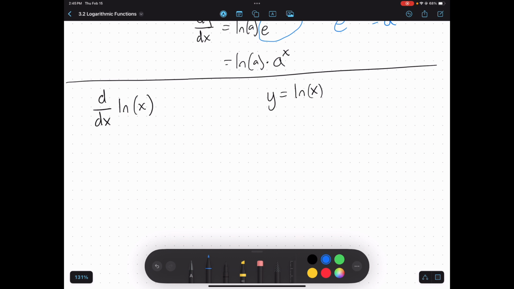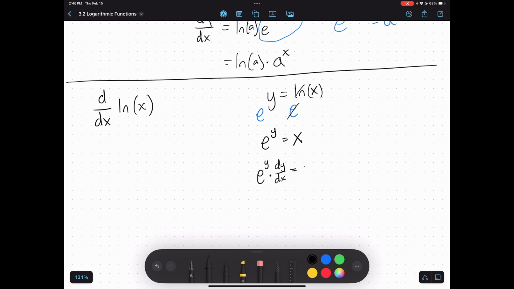But first, I'm going to raise both sides as powers of e. What does that do? On this side, I just have e to the y, but what is e to the ln of x? Well, we just talked about this. Those cancel out, and I'm just left with x, because those are inverse functions. Now, I can take the derivative of both sides, because the derivative of e to the y is just e to the y. But because I took the derivative in terms of x, I also need to multiply by dy over dx.